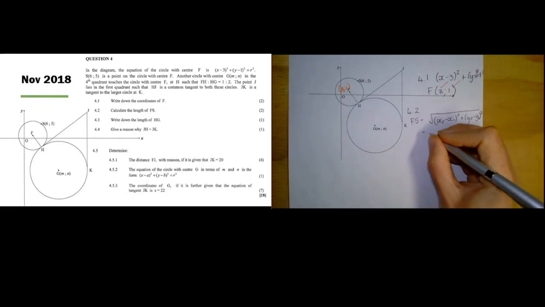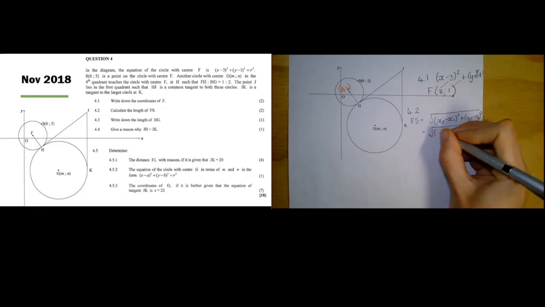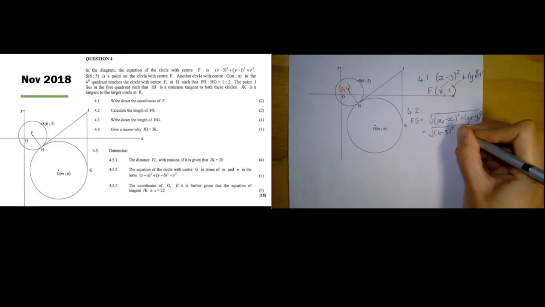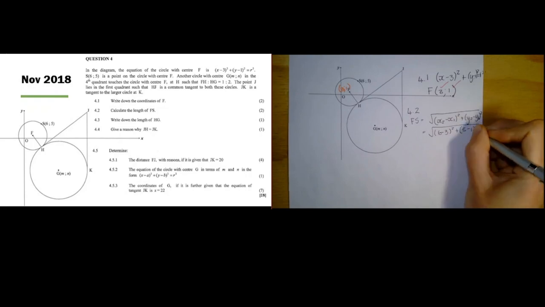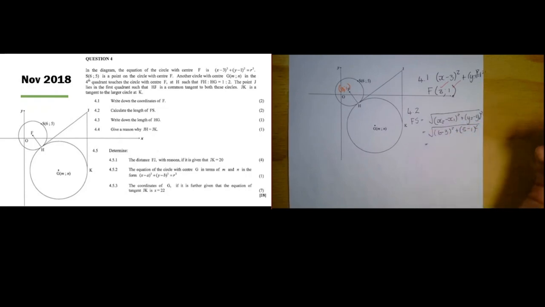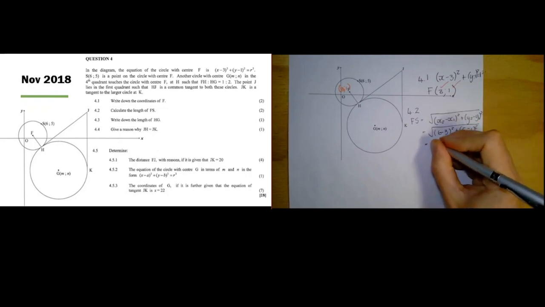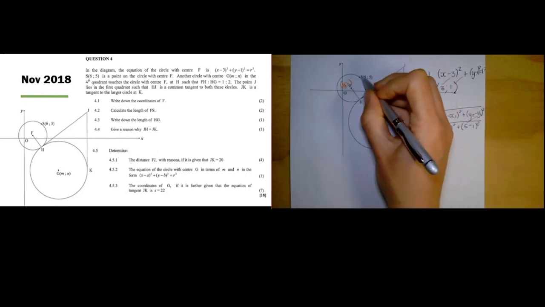So let's go substitute in. We are going to have (6 − 3) squared plus (5 − 1) squared. And I'm going to take the square root of that, and my answer works out to be 5. 2 marks. A mark for the substitution and a mark for the answer. So now we know FS, that the radius is 5. Very important. Remember that now, that the radius is 5 for the smaller circle.